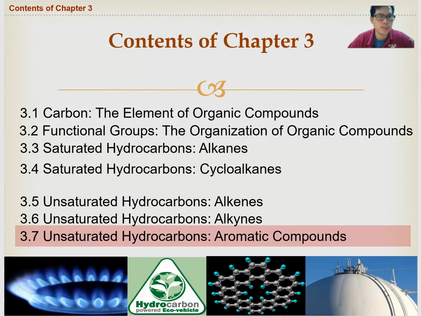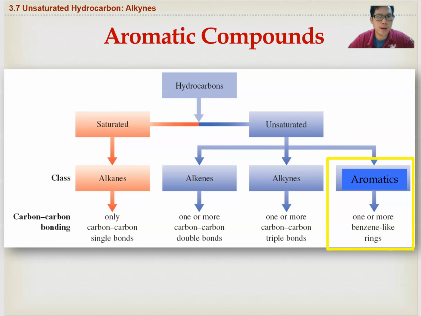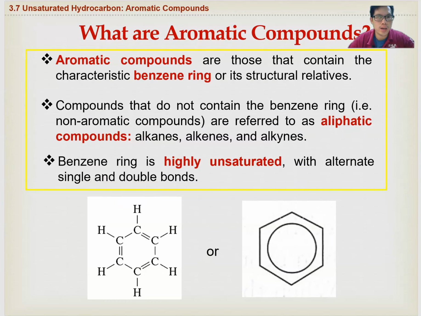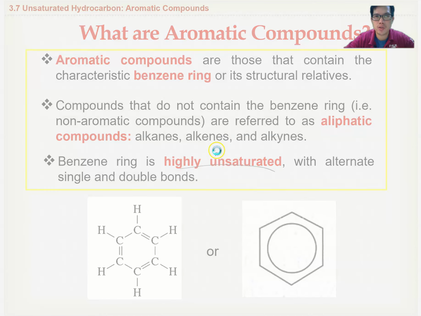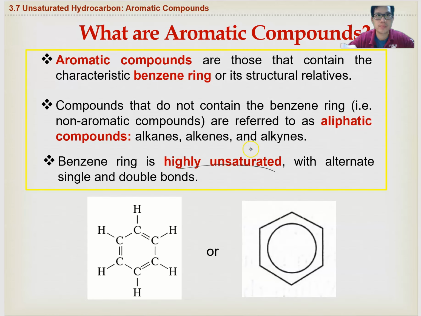Always remember it has a benzene ring. It's highly unsaturated because it contains a lot of double bonds. For a benzene ring or aromatic compounds, it will always have 6 carbons and alternating double and single bonds. You can either draw the full structure, or you can draw the 6 carbons 1, 2, 3, 4, 5, 6 around here.